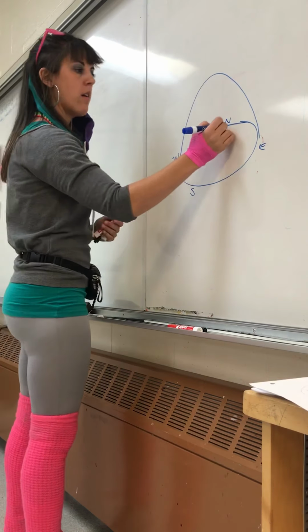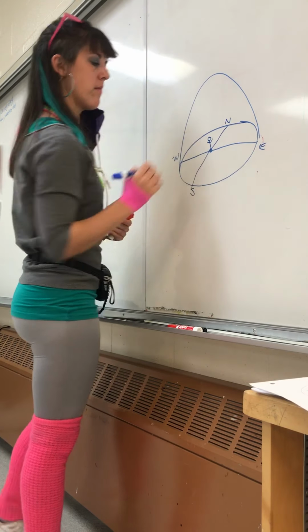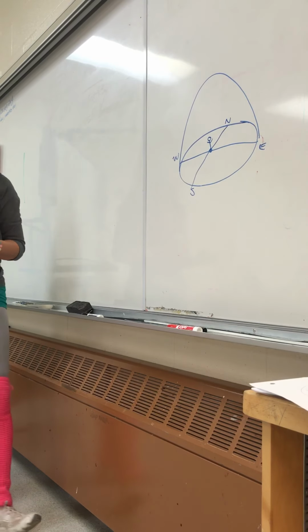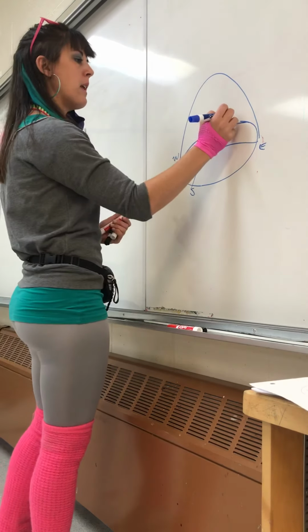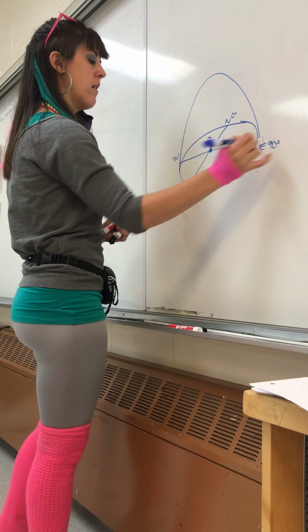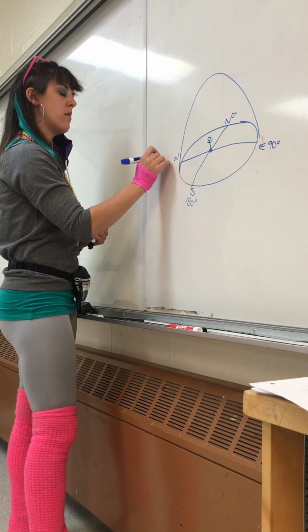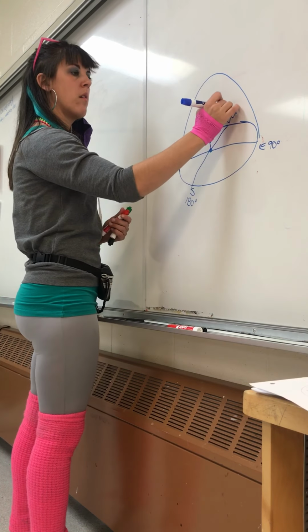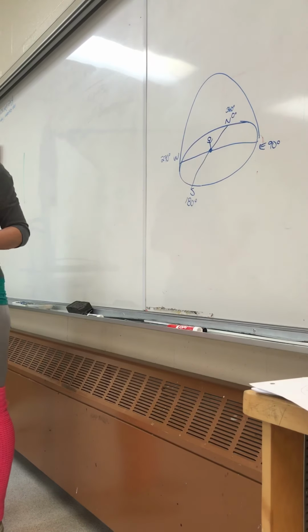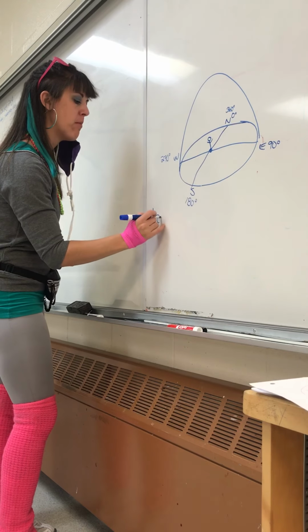Then let's draw our lines and label how many degrees we have. So remind me, north is how many? 0. East? 90. South? 180. West? 270. And all the way around? 360. Okay, so that's helping us figure out our azimuth. So far, that was azimuth.